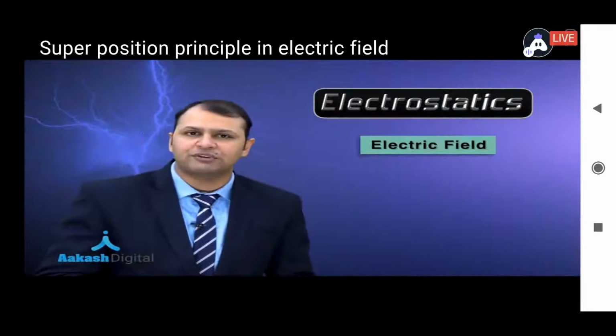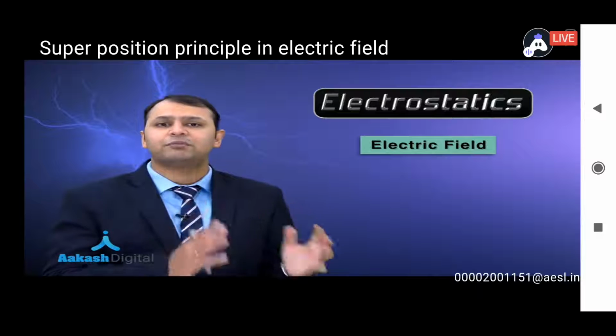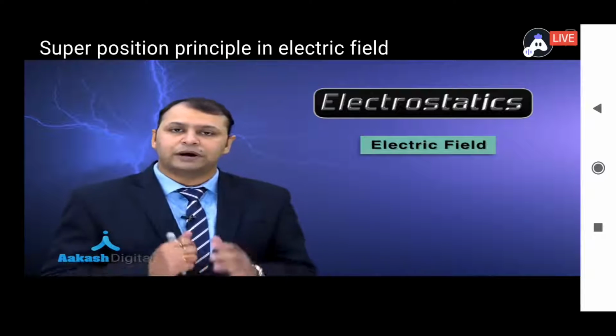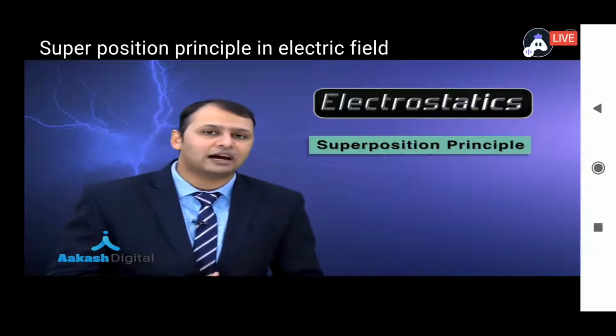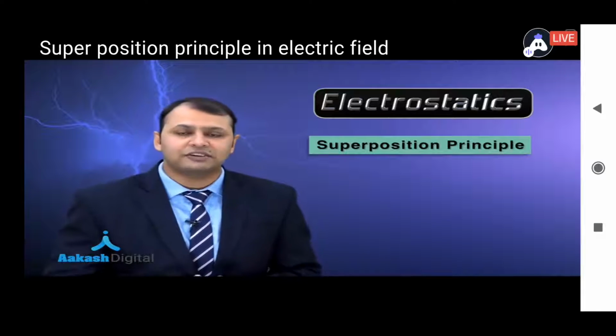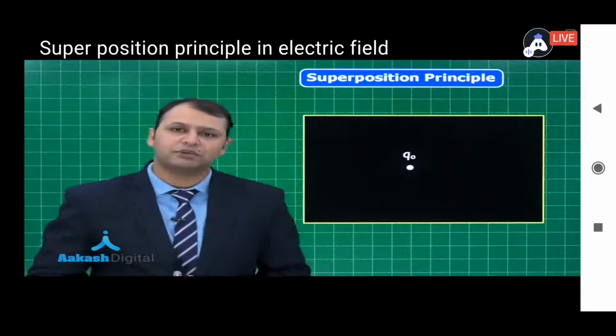So friends, till now we have understood the magnitude of electric field strength at any given point due to a source charge. But what if there is more than one source charge? In that case, what will happen? Yes, that is the level we have to understand, and we can easily understand it with the help of the superposition principle.